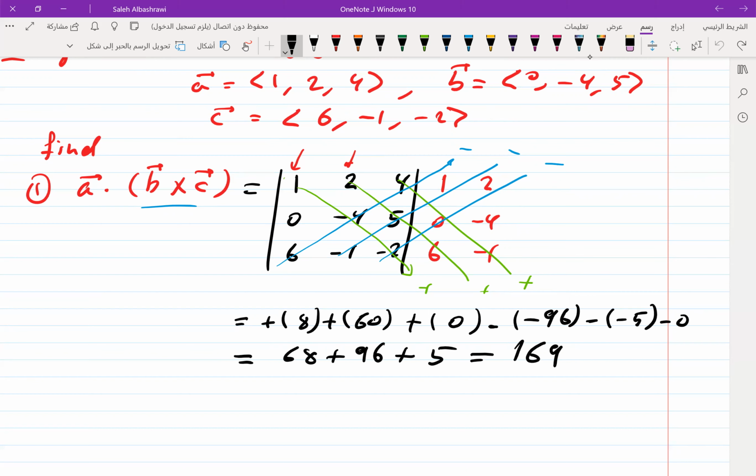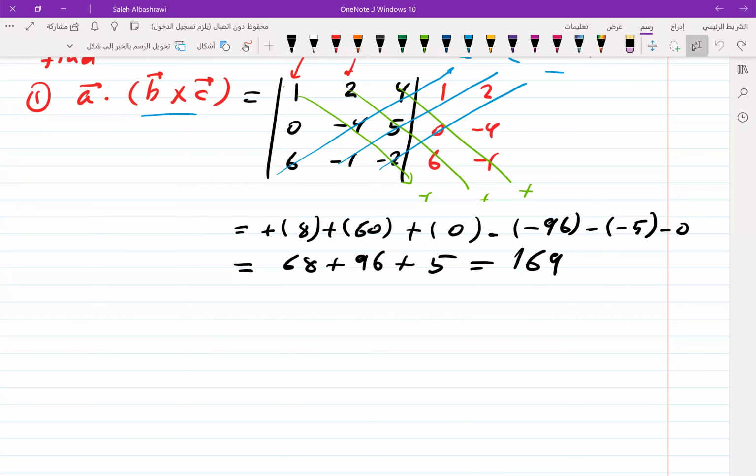So A dot B cross C will give me 169. And you can see it is a scalar value. For the second one, I need to find A cross B cross C.